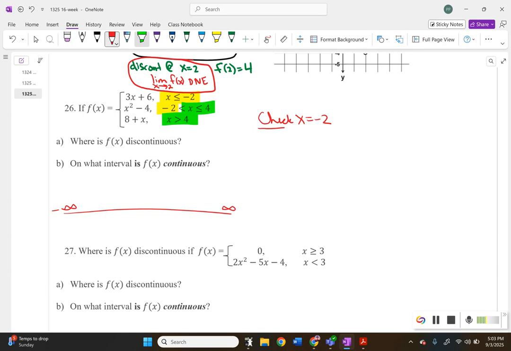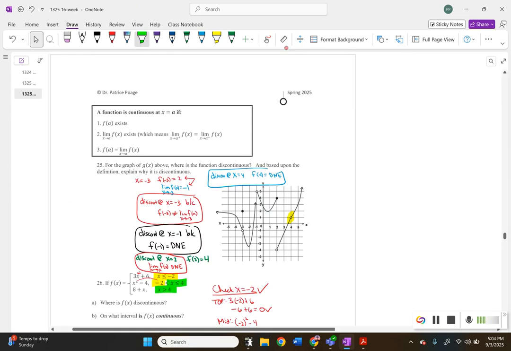So we're going to check x equals -2. So I'm going to check the top equation for this, plugging -2 in right there, and I get 3 times -2 plus 6, which is -6 plus 6, which is 0. And then I'm going to plug it into the middle equation. So if I plug -2 into the middle equation, I have -2 squared minus 4, which is 4 minus 4, which is 0. I got the exact same thing when I checked -2. That means everything's okay at -2. It's continuous there.